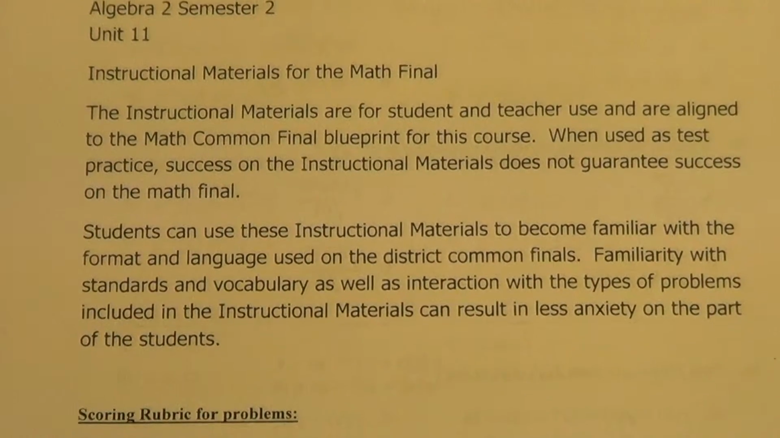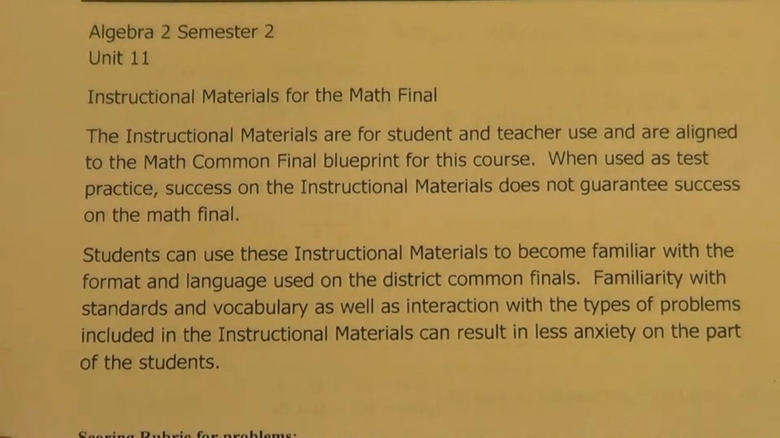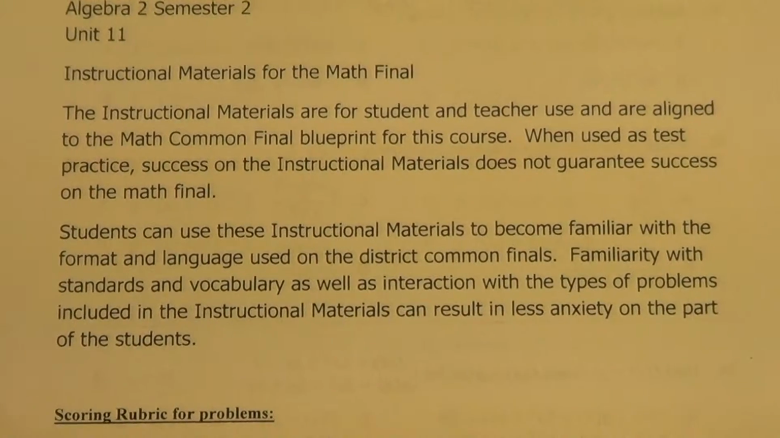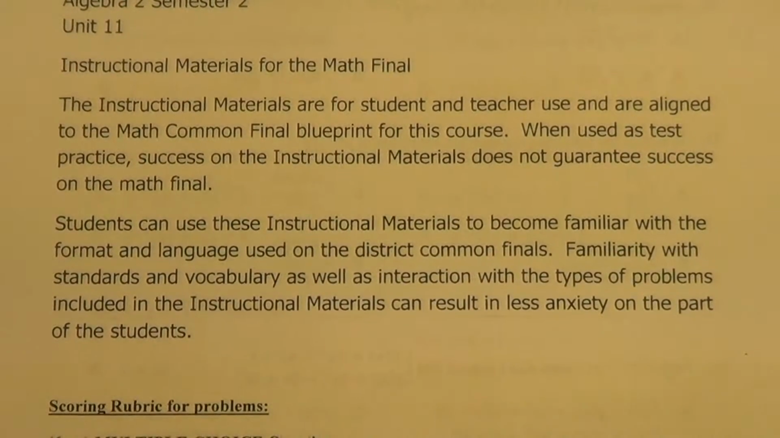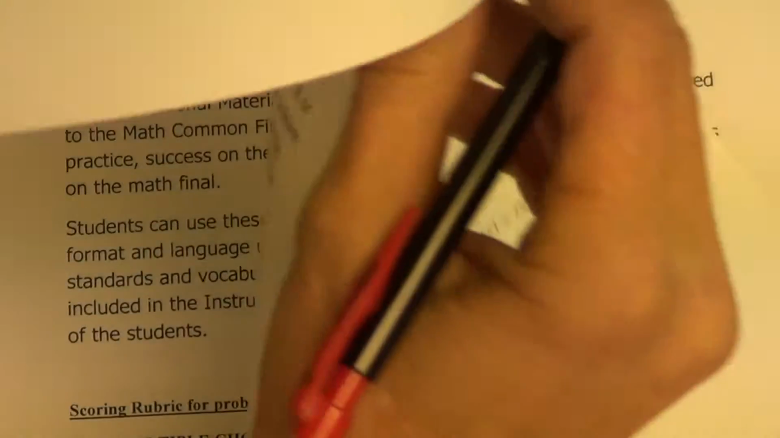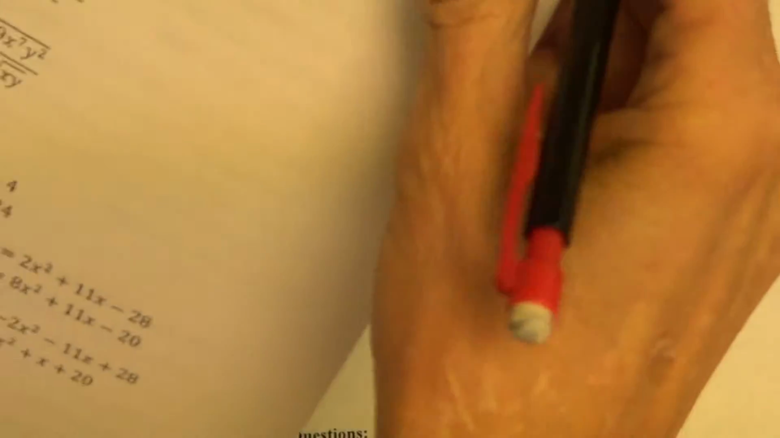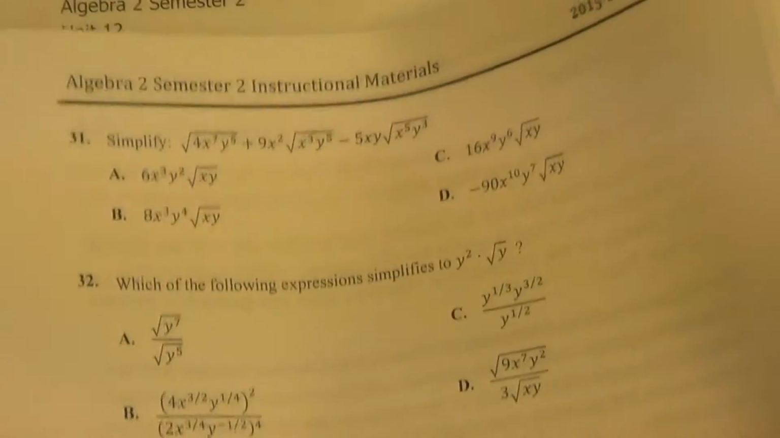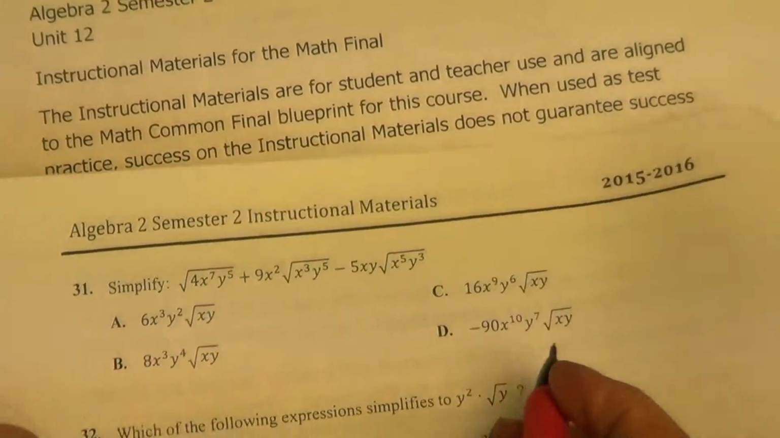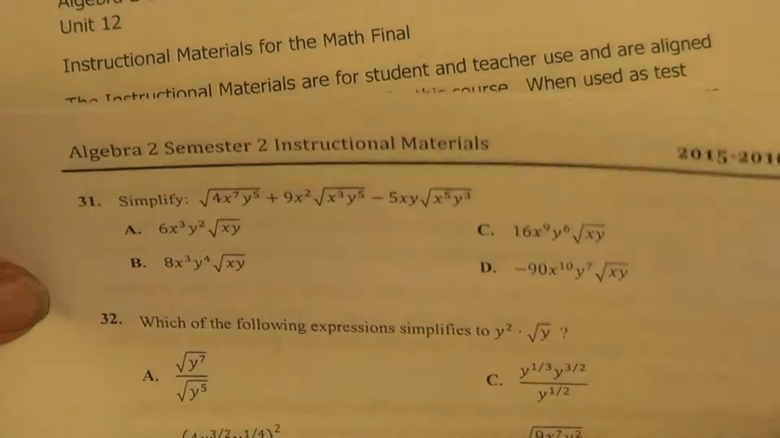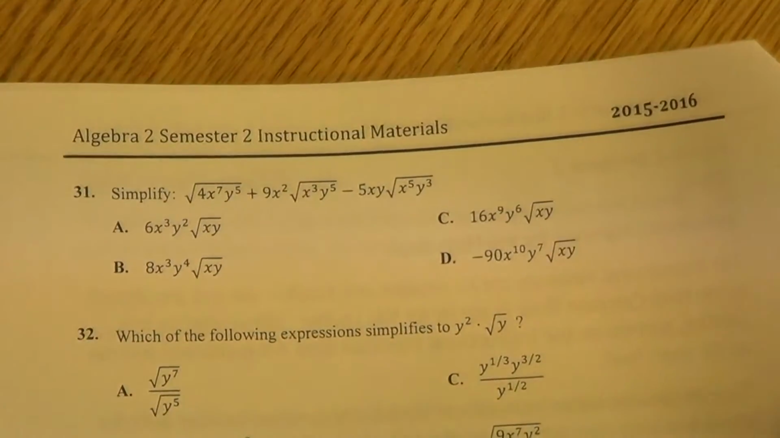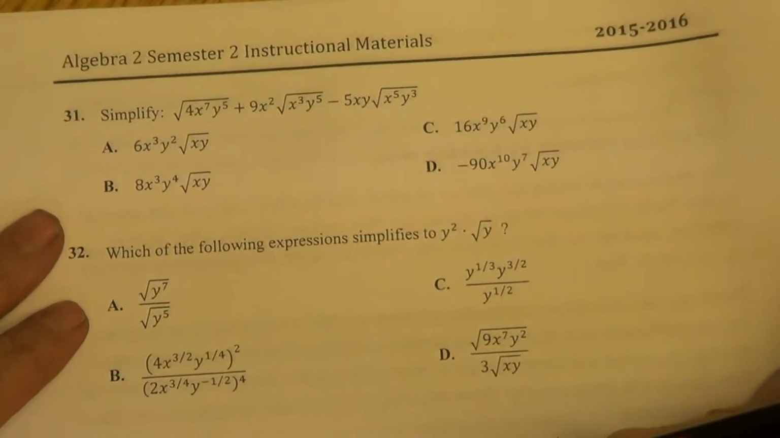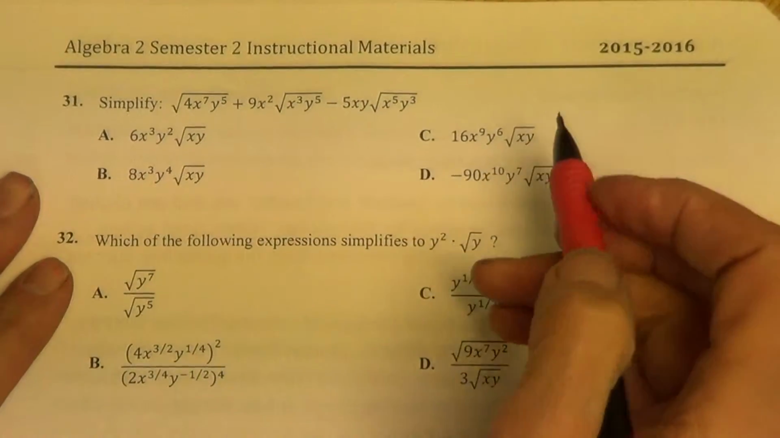Welcome to Algebra 2-2, Unit 11, study guide for the final exam. Again, I want you to focus on these multiple choice problems, eliminating the wrong answers, and showing the work as to why, justifying why you say what is right is right. This is Unit 11 again. So here we go. First problem.